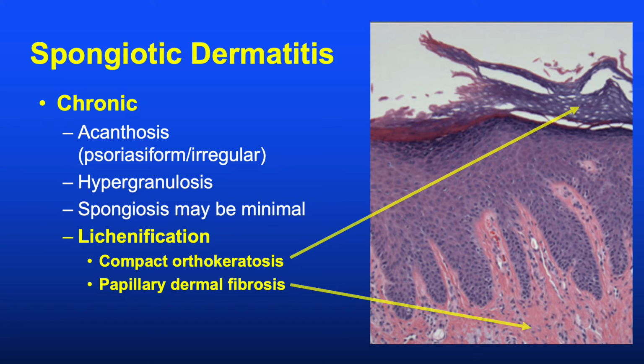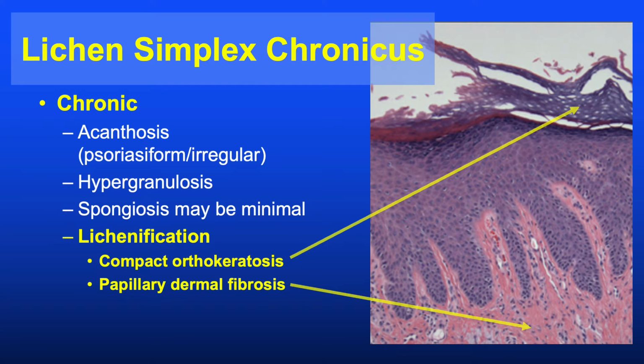Clinically, chronic spongiotic dermatitis is characterized by lichenification, or a lichen-like appearance to the skin, and the histopathologic correlates of lichenification include compact orthokeratosis, resembling the stratum corneum on acral skin, and fibrosis of the papillary dermis. And here we see overlap and essentially the same features of lichen simplex chronicus.